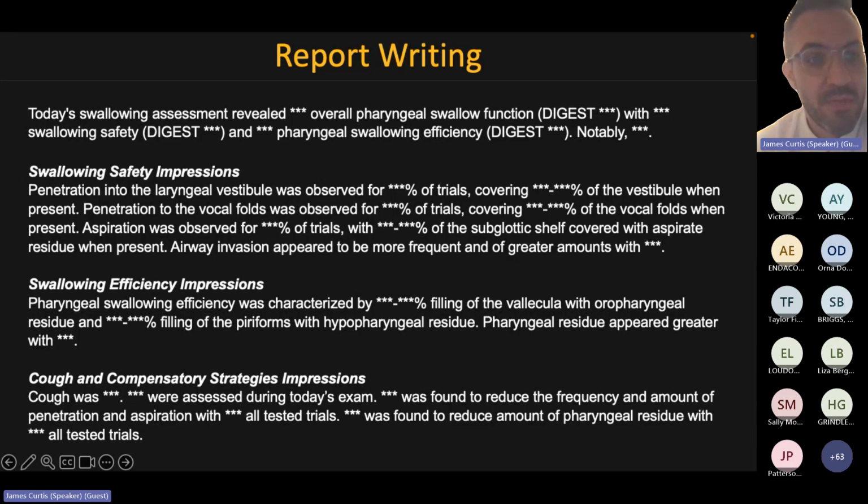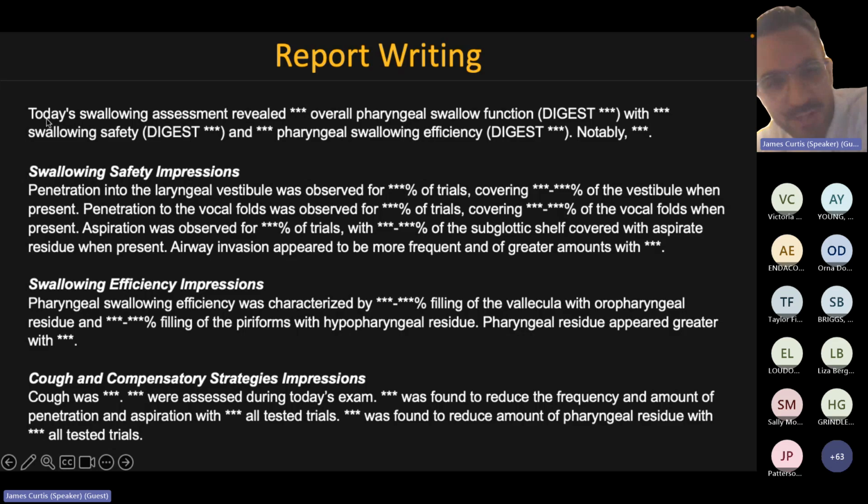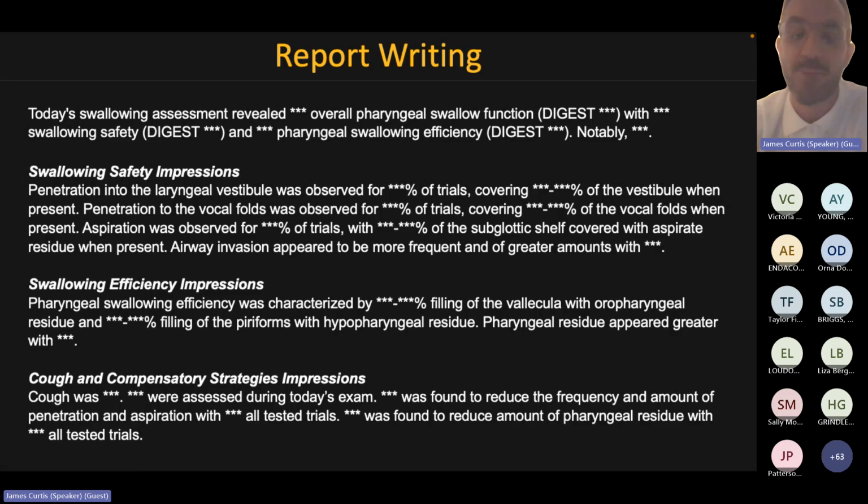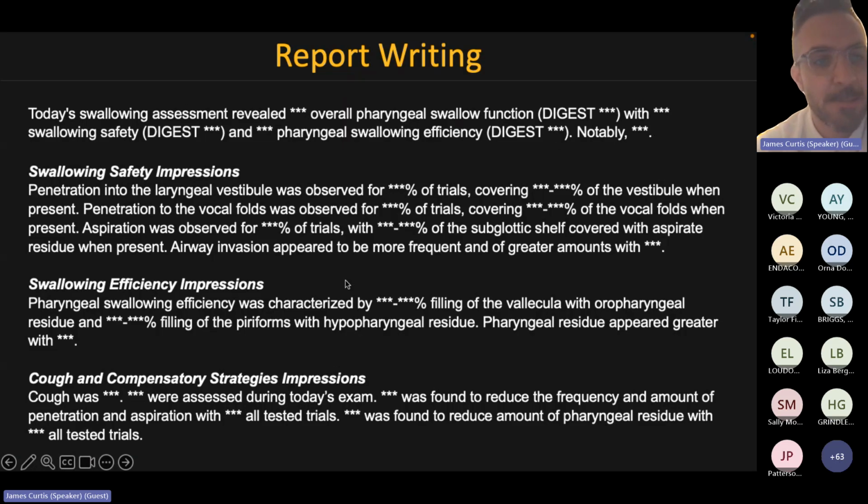And then this might be what the impression section of a report might look like. For me, as I mentioned, I typically lead with DIGEST. Again, we still need the research to confirm that this is valid, but it appears as though it probably is. So I'd lead with my overall statements of their function plus additional sentences. And then it's very easy to talk about in prose writing.